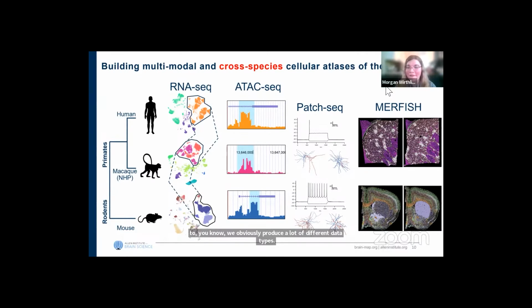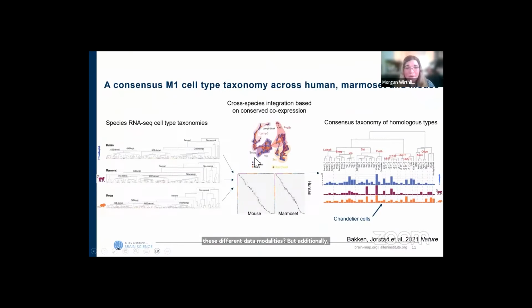RNA-seq, ATAC-seq, PAC-seq, and MERFISH, which you've heard about in some of the previous webinars, which I'd encourage you to check out if you haven't already. So our team, Evolutionary Genomics, now adds an evolutionary dimension to that. What additionally can we learn by not just comparing all these different data modalities, but additionally considering how they've changed across evolutionary time?